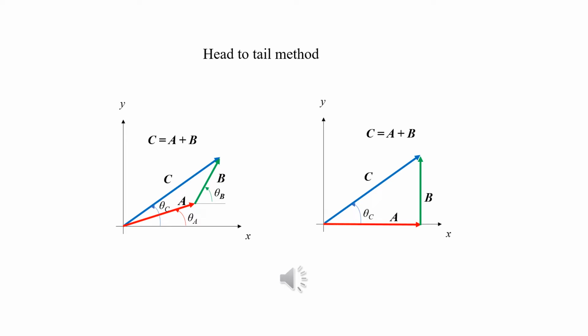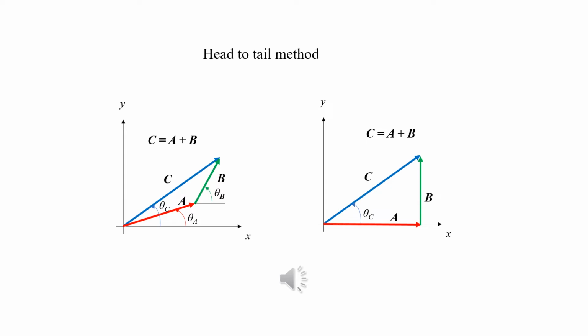So this is the head-to-tail method. So we draw on the first vector, vector A, and then at the end of vector A, I now draw vector B, and then the resultant, which is vector C, equals A plus B, starts at the beginning of A and goes to the end of B. Now in the figure on the right, this is what happens if A is all in the X direction and B is all in the Y direction. Notice it gives me a right triangle, and vector C, which is equal to A plus B, is the hypotenuse of that triangle.